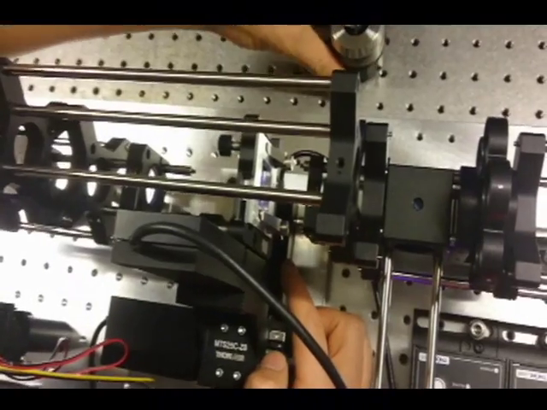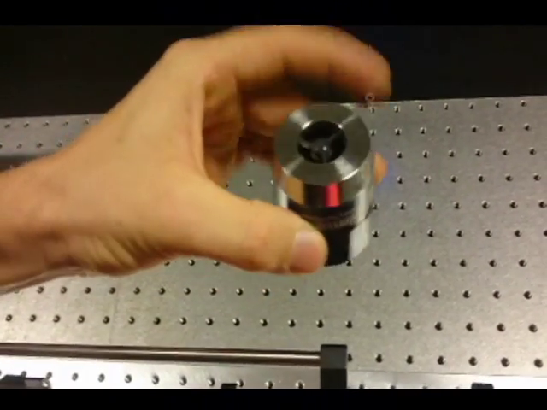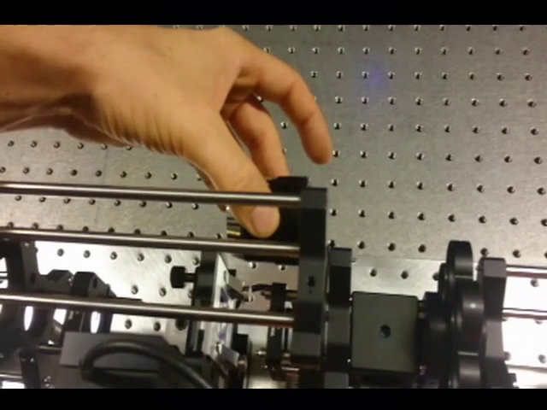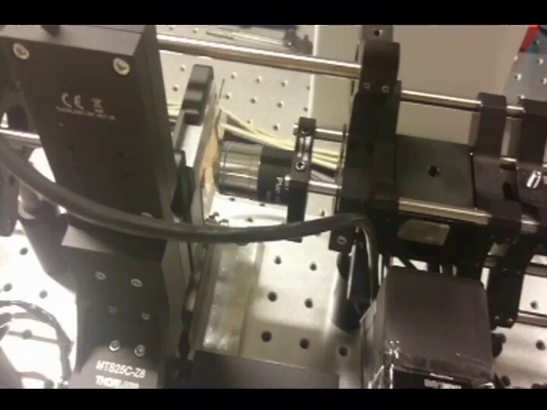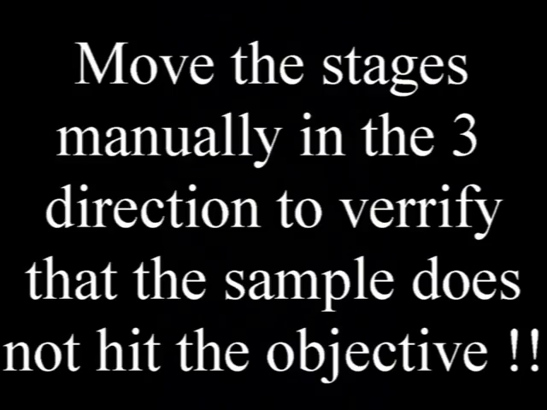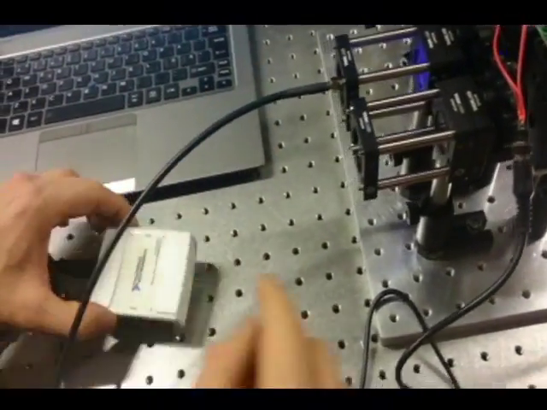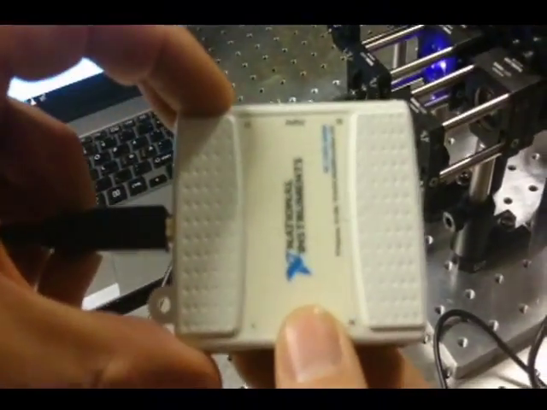This is an example of the reflective objective. It's a pretty large objective, so you will have to create space to mount it inside your system. The standard objective is a bit smaller, and here's an example. The standard objective you mount on a small mount, and the reflective objective that is bigger on a bigger mount. Then when you move, you should move the stage manually in the 3 directions to verify that the sample doesn't hit the objectives. This is very important before measurements.